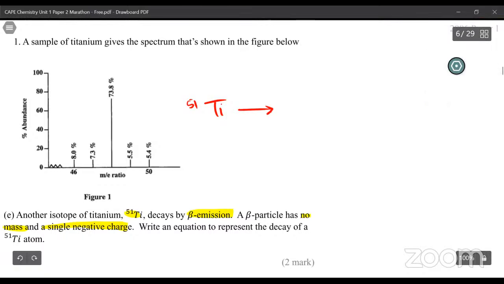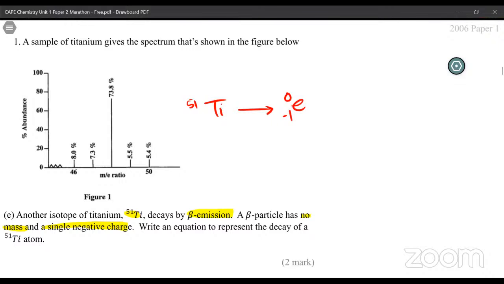Titanium 31. No, after you put your arrow to represent what the change is, you want to put the symbol for what type of emission we're going to be dealing with. And in this case, we're going to be dealing with beta emission. So what you'll have is the E, which stands for the electron, because they said that the beta particle is an electron. So no mass and a -1 charge. Right? Negative charge, so you put it as -1.